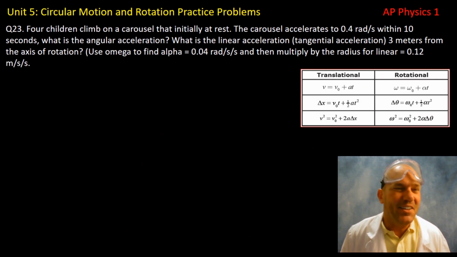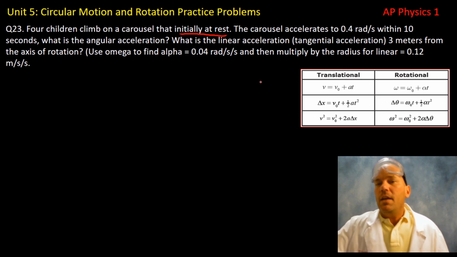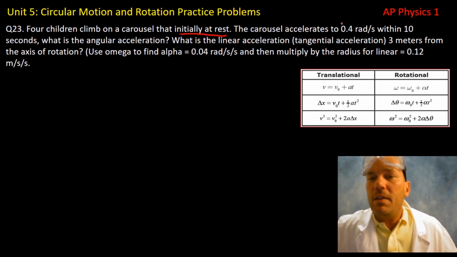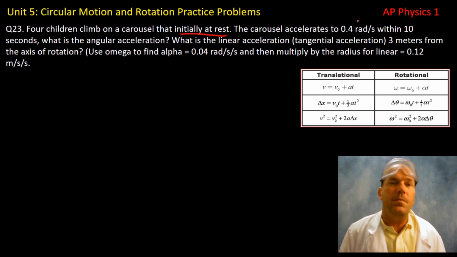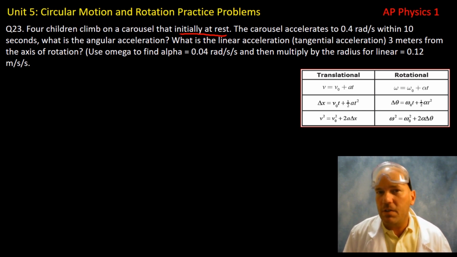Okay, all right, so question 23, we have some children on a carousel. It is initially at rest. As always, I'm going to go ahead and underline that. We're given the fact that it accelerates angularly to 0.4 radians per second. We're given the time for this acceleration, and we're asked, what is the angular acceleration, or alpha? What is the linear acceleration?